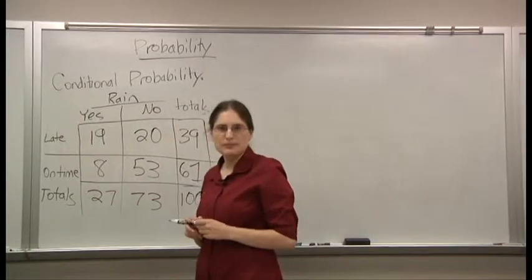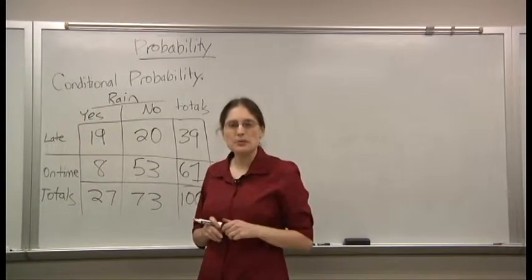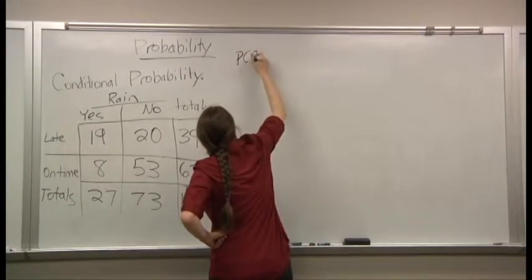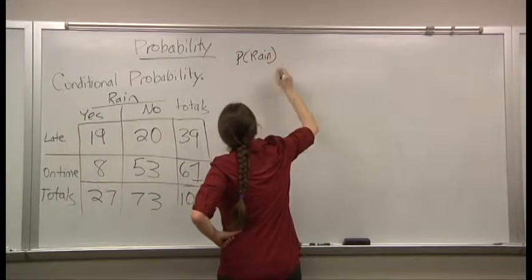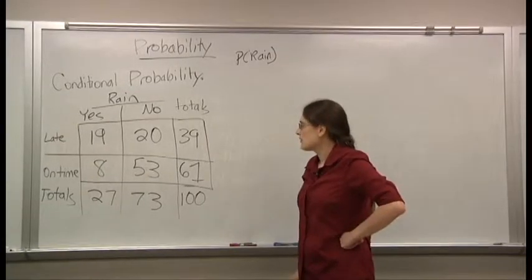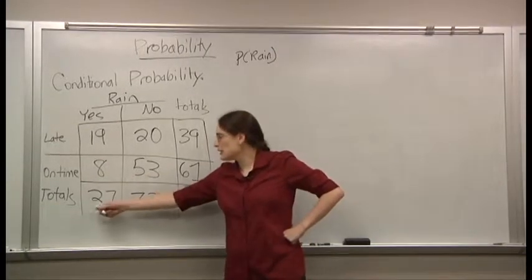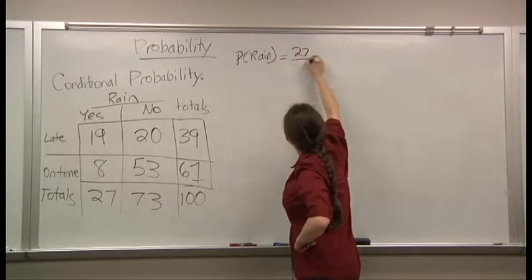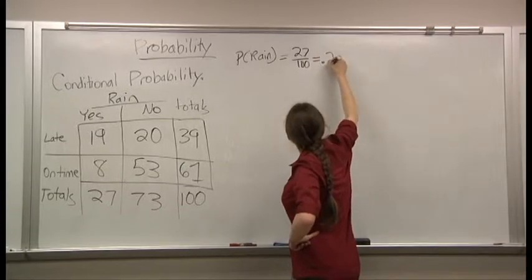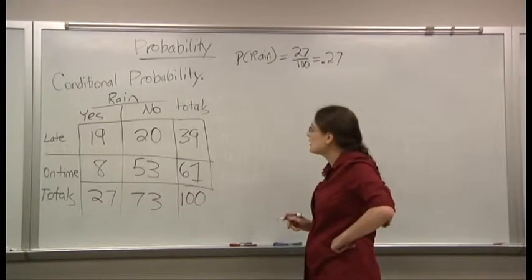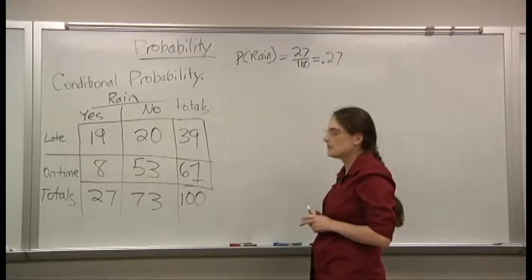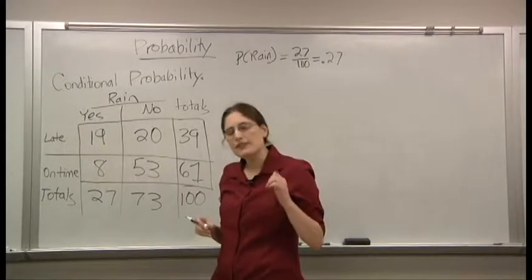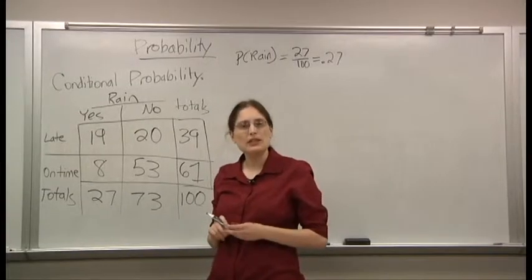For example, what's the probability that it rains? Well, it rained 27 days out of 100. Okay, here's a more interesting question. If it's raining, what's the probability that the bus will be late?